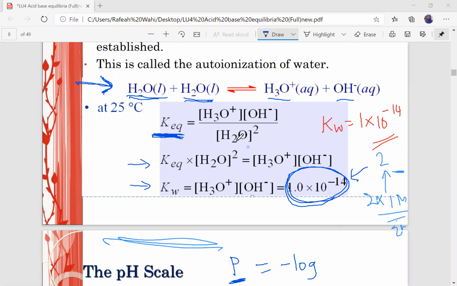Because water here acts as both acid and base, so it is concentration of water squared. From here we calculate it, and the value for Kw is always 1 times 10 to the power negative 14, which you need to remember in all calculations involving acid-base equilibria. Kw at standard room temperature is 1 times 10 to the power negative 14. I hope that will answer your question.